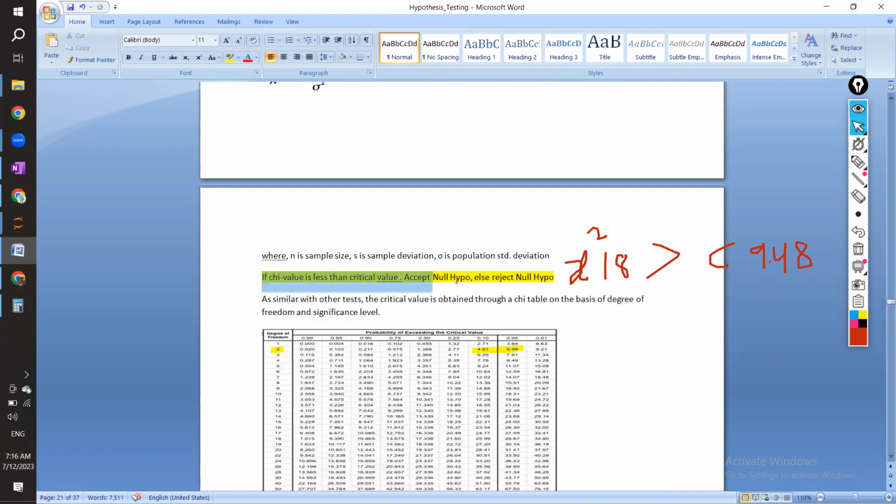If chi-square is less than critical value, then accept. So when you're having a normal distribution over here, if your critical value is this, and your chi-square value is less than this, where will it fall? It will fall to the left side.